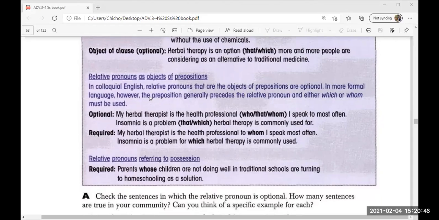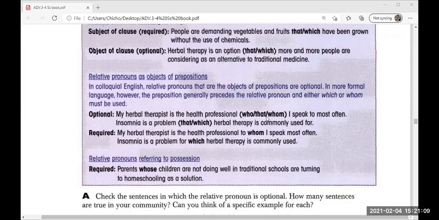Then we have here relative pronouns as objects of prepositions. For example, in colloquial English, relative pronouns that are the objects of prepositions are optional. In more formal language, however, the preposition generally precedes the relative pronoun and either which or whom must be used. So here we have two cases in which we can use the same relative pronouns, but in the first one the relative pronoun is optional, and in the second one it is required.